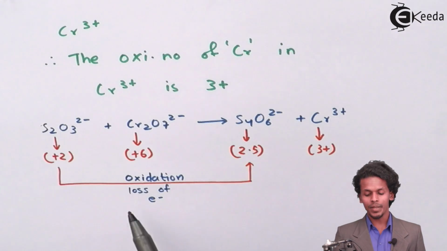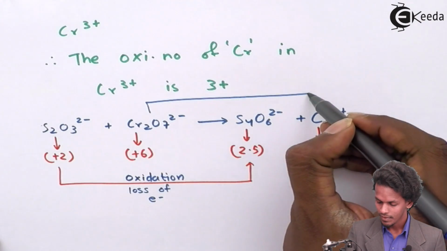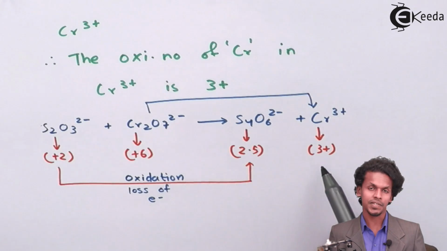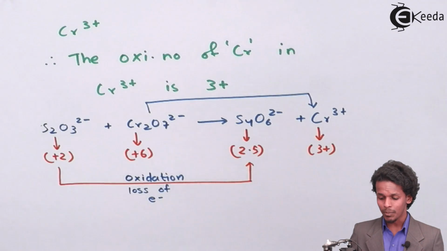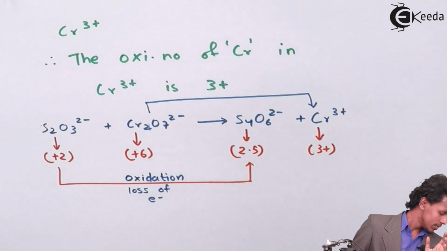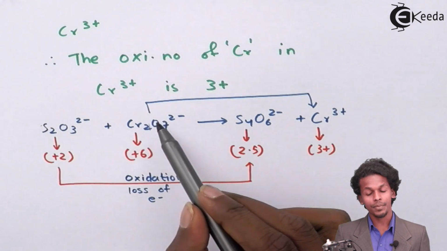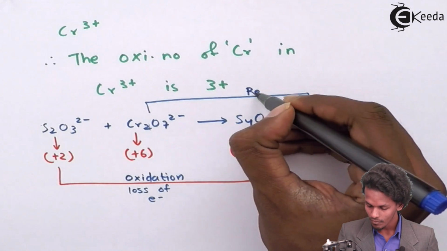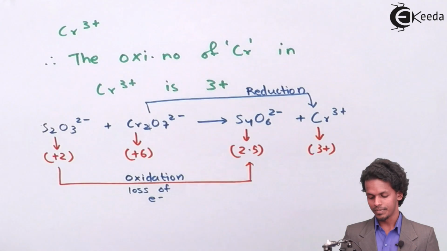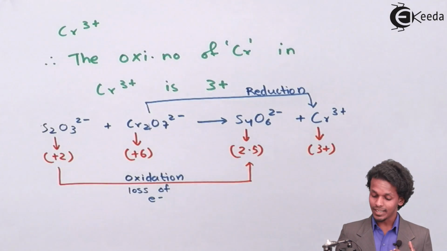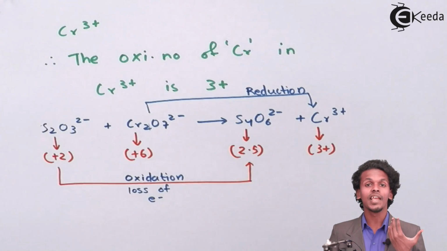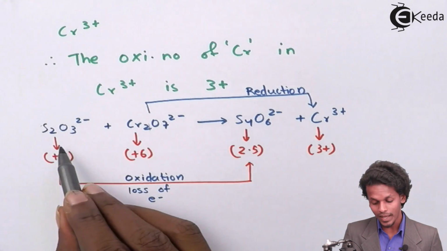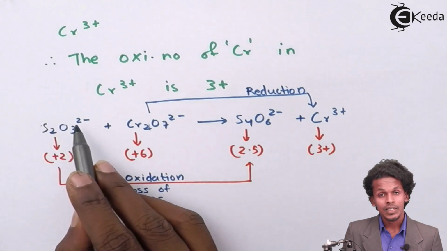While in case of chromium, we could see the oxidation number is plus 6 and has been converted into 3 plus, which means electron has been accepted by this chromium atom, and this would have led to a reaction which shows reduction. So by this process we know that the one who shows oxidation is nothing but the reductant. So therefore the oxidation is shown by S2O3 2 minus.